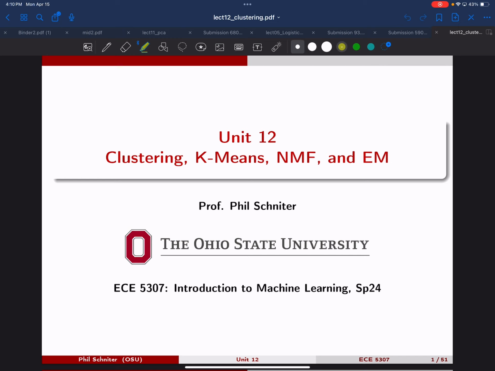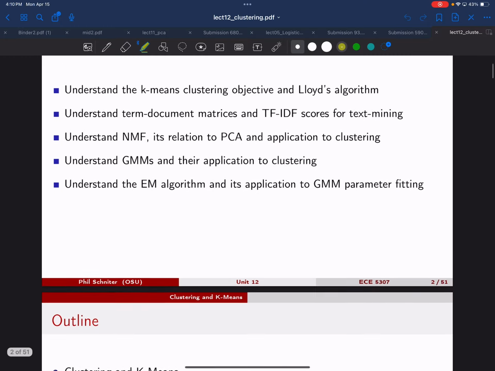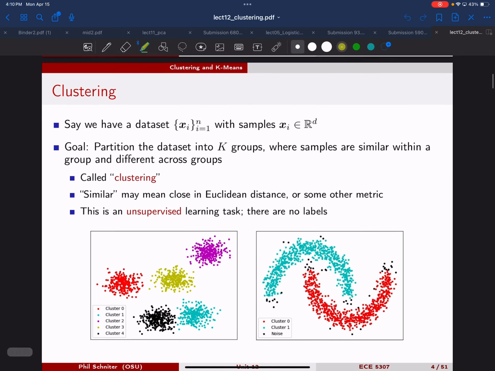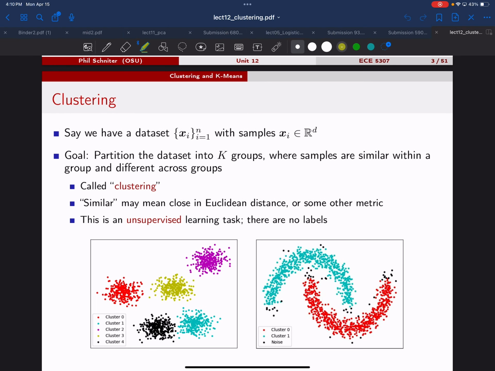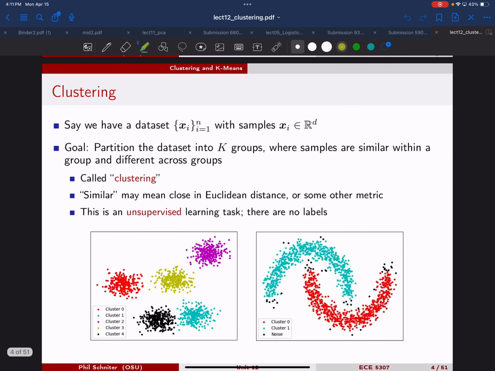So we're going to start the last unit today. This is on clustering and some related approaches. So let's first talk about what is clustering. Clustering is another one of these unsupervised tasks where you are given a set of feature vectors, but that's it, no labels. And your goal is essentially to create labels for them. We call this clustering. Basically, you want to partition that data set into K groups where samples are similar within a group and different across groups.